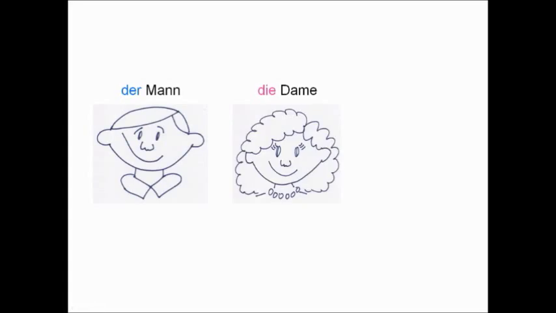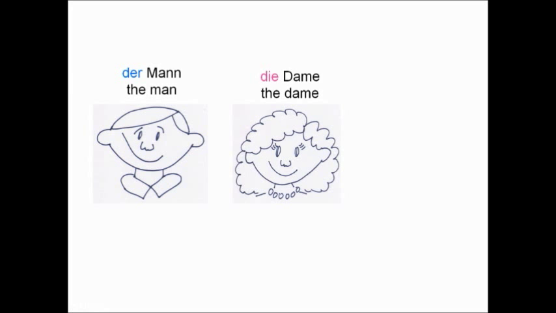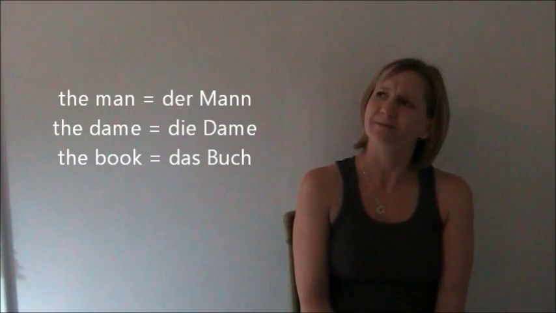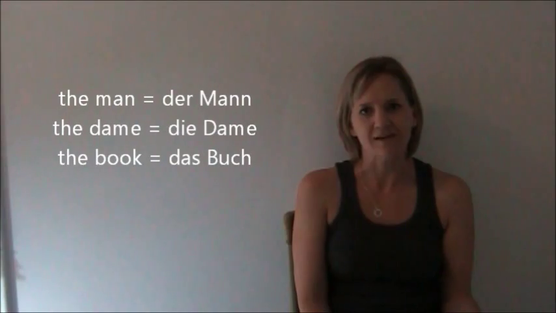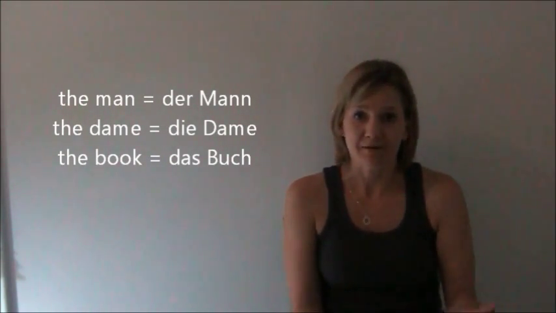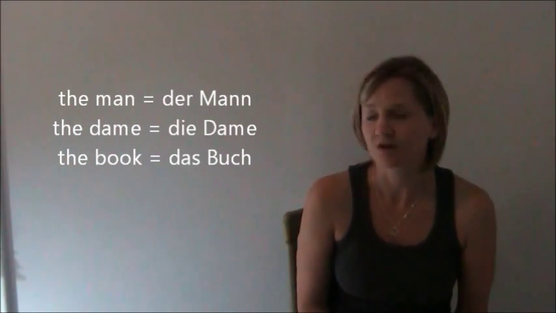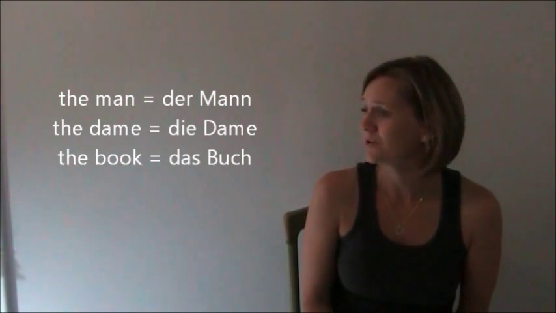Der Mann, die Dame, das Buch. And the translation for these three nouns is the man, the lady, or the dame, and the book. But wait a minute. If they all mean the same thing, the man, the dame, the book, how come I don't have the same word for "the" in the German forms? Why does it say der Mann, die Dame, and das Buch?